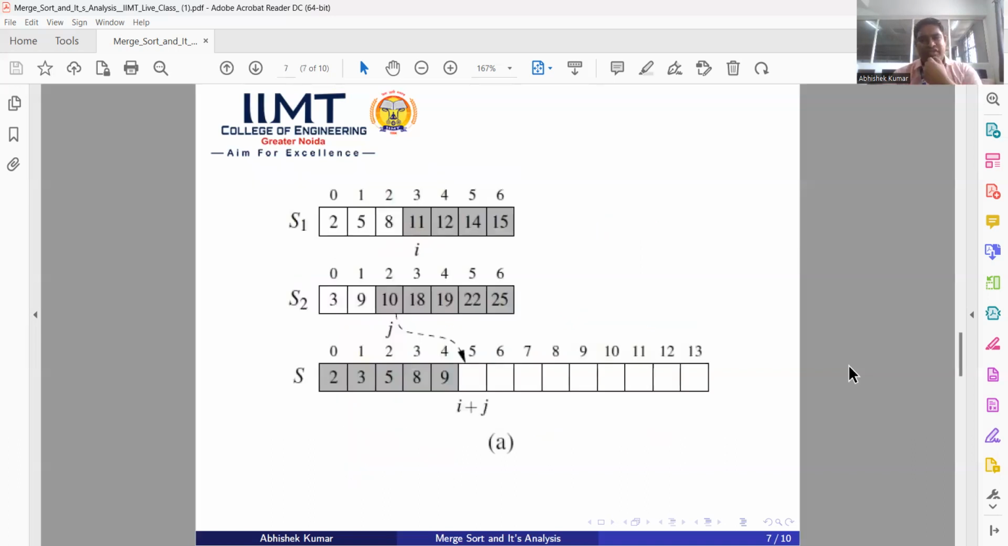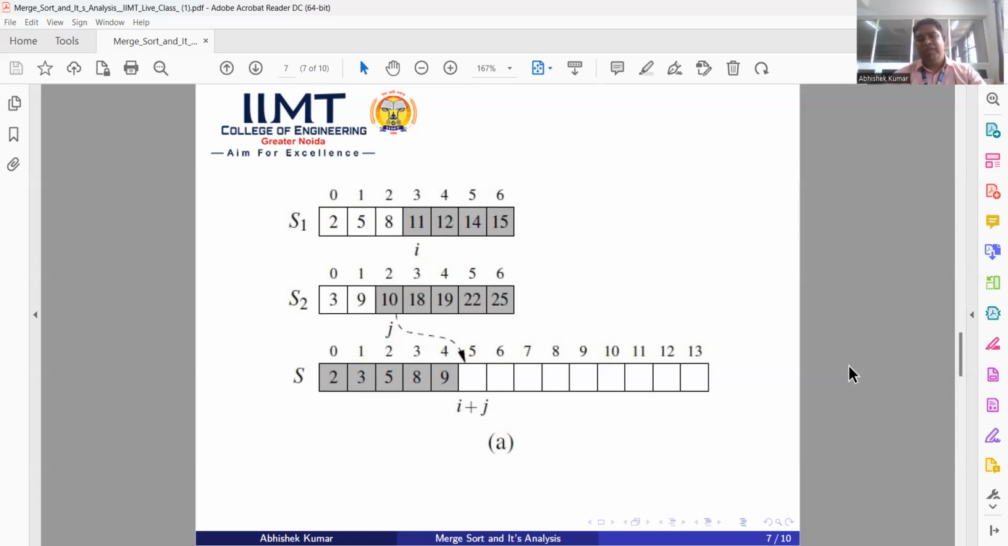Now you can see this is one example for merging here. So now we can see there are two different subsequences. One is S1 and one is S2. So here now i is pointing to the third location, and j is pointing to the second location. So now if you want to do the merge operation, which position do we have to fill? We have to fill S[i plus j].